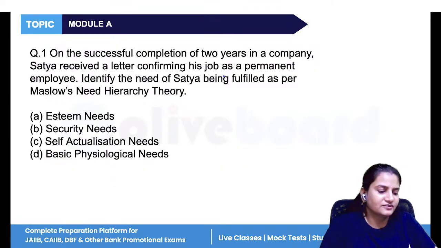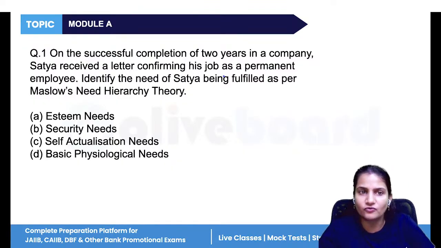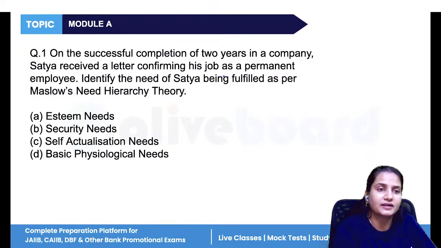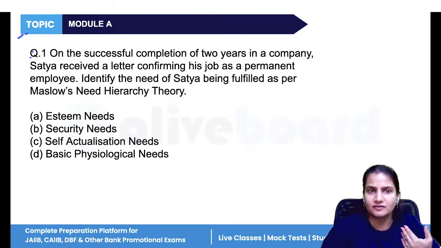Now, let's do some questions, say 2 to 3 questions of module A, so that you can get an idea of what type of questions we will do in our paid classes also, and what types of questions you can expect to see in your exam. Now, module A, question number 1. For every question, I'll give you 5 seconds. After that, I will tell you the answer.